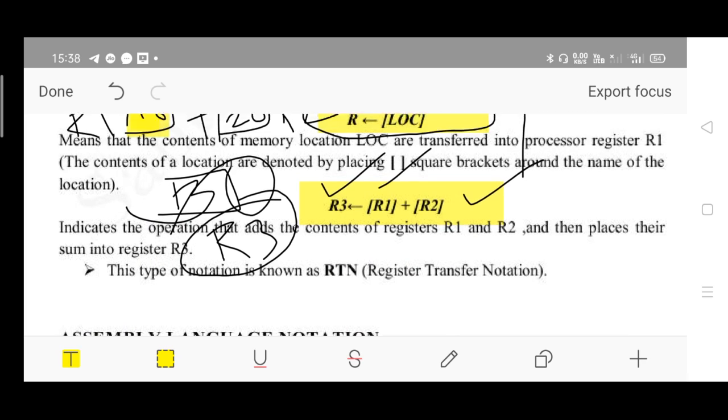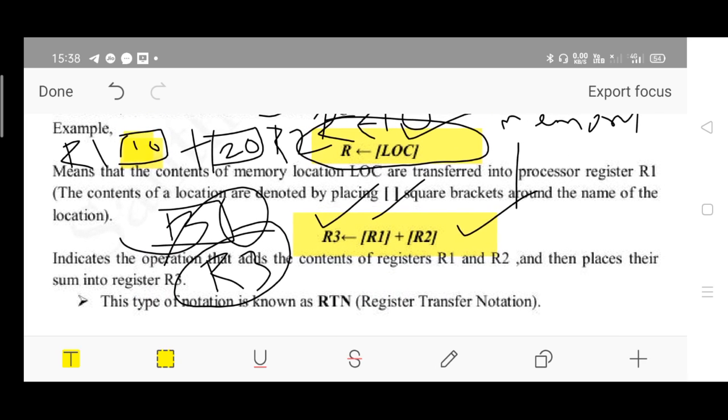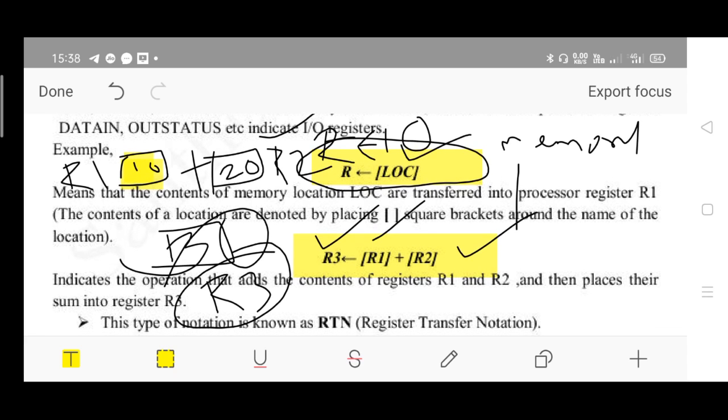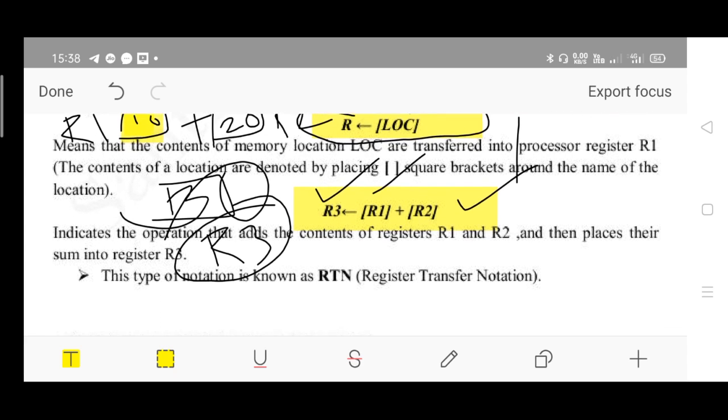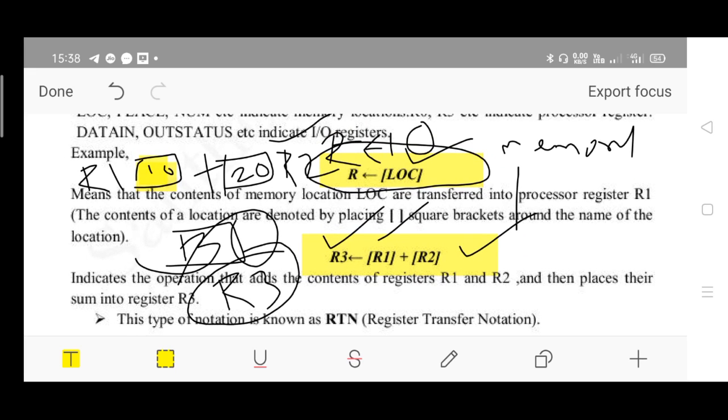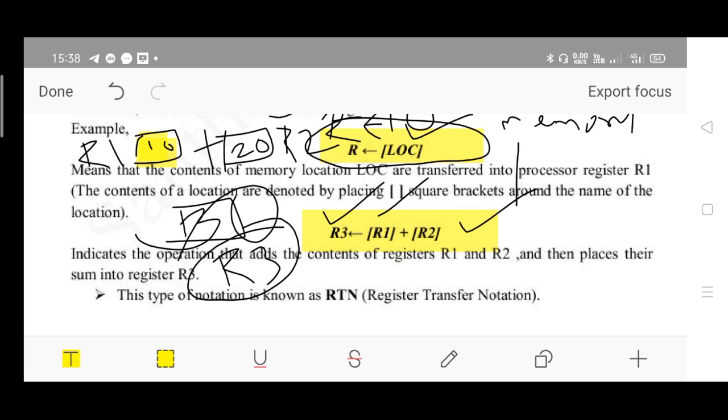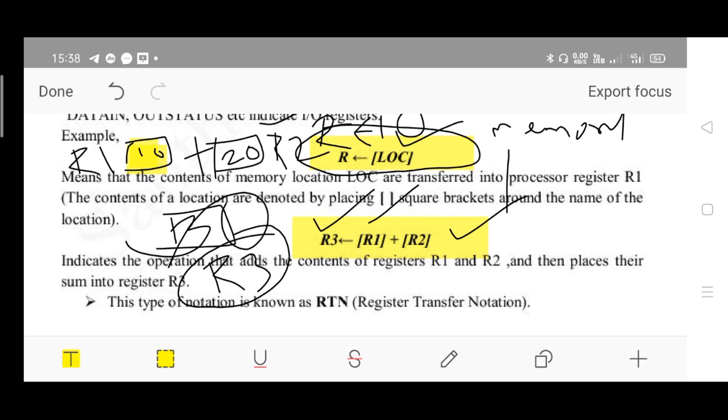Please note down all these things. Very, very important topic. I shall share the notes, this material, in the group as well. Please pause the video and note down the content. Next is the assembly language notation. We'll see that in the next session.